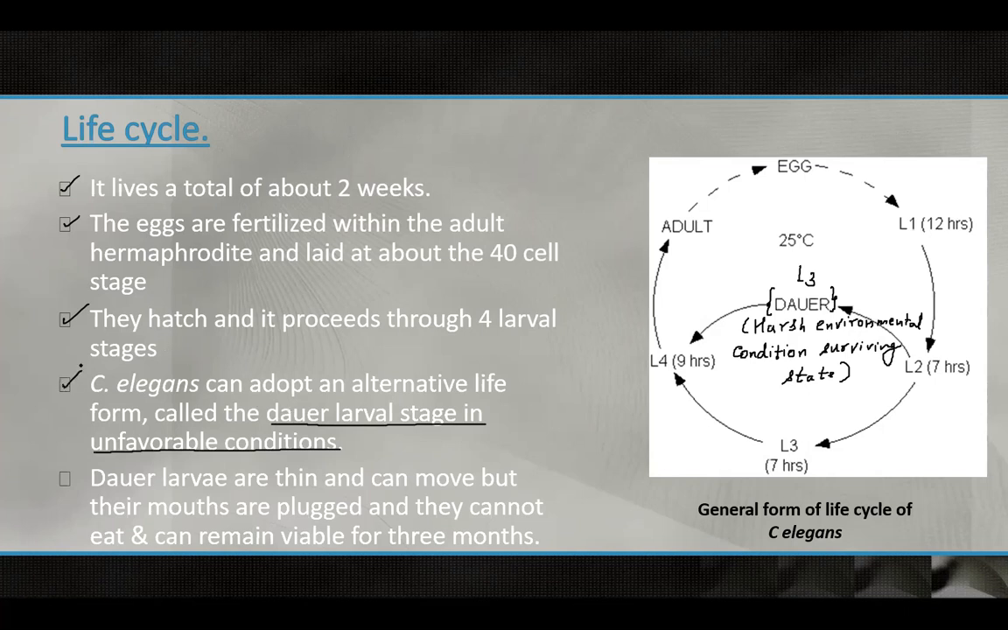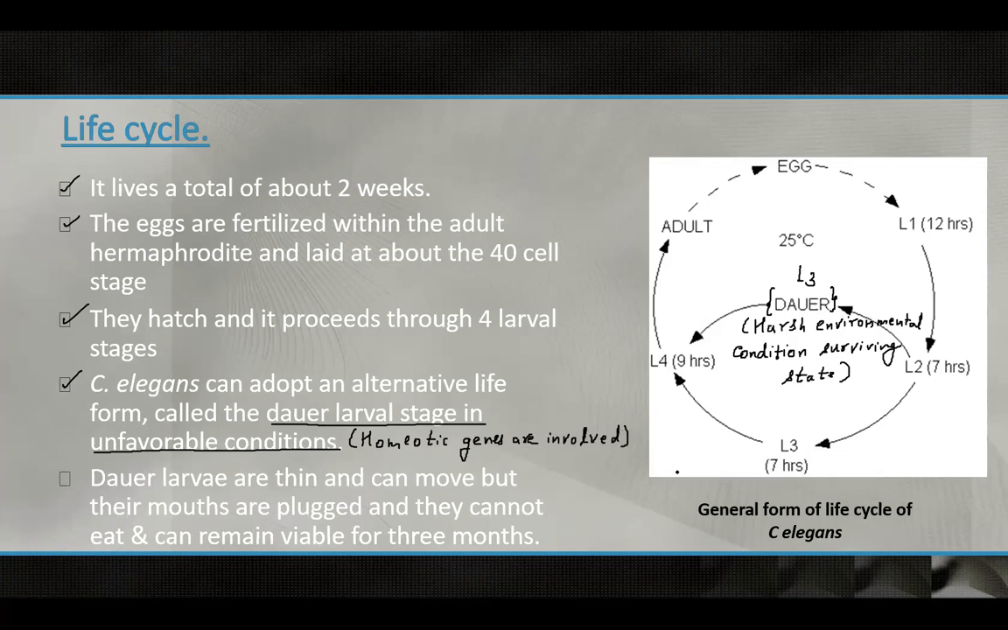क्योंकि ये डोर फॉर्म कर लेता है, इसीलिए हार्श एनवायरमेंटल कंडीशंस को बाईपास कर पाता है. अब ये डोर फॉर्मेशन के लिए जो जीन्स होते हैं वो कौन से होते हैं? There are homeotic genes that are involved in the formation of dauer larval stages. Homeotic genes are involved, and it is only because of the dauer formation.